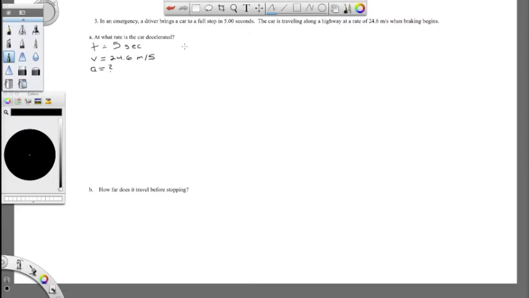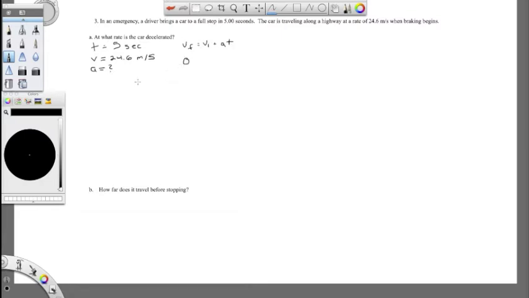Now, let's see what formula we can use. Final velocity is equal to initial velocity plus acceleration times time. Now we have final velocity, we have initial velocity, and we have time. So we have all the variables except one.